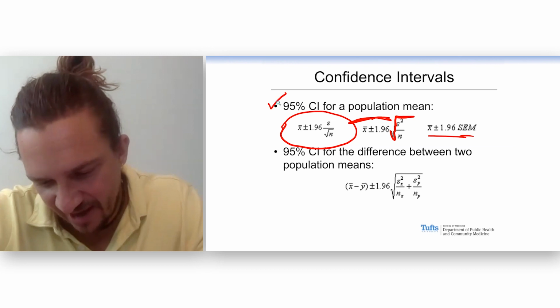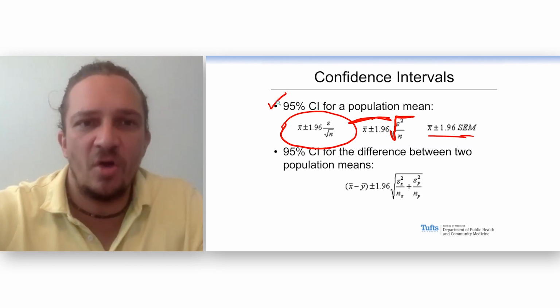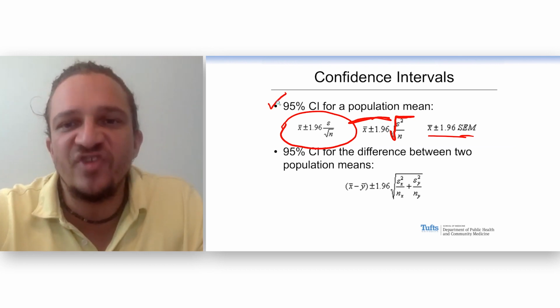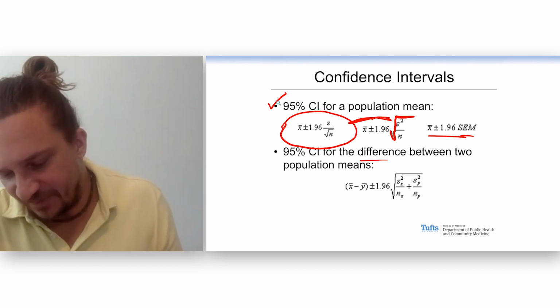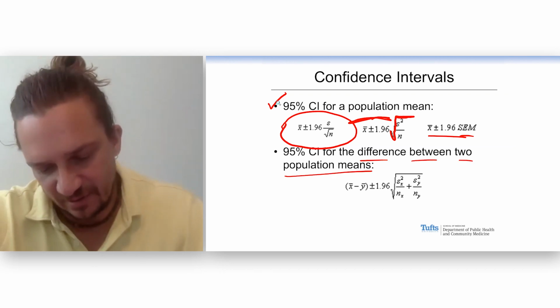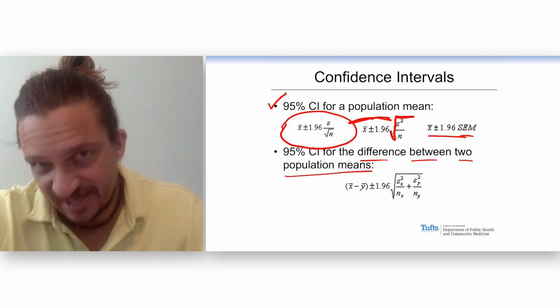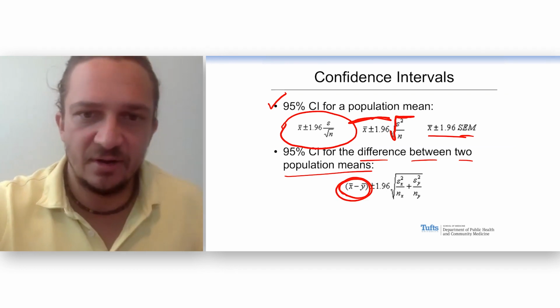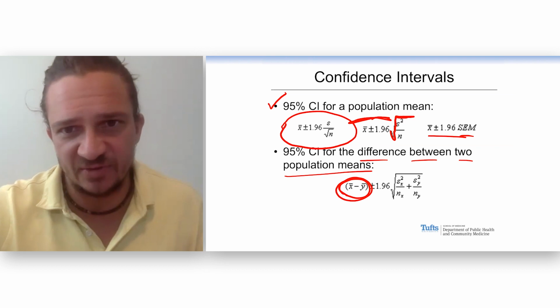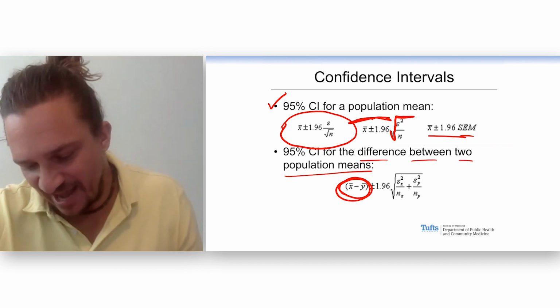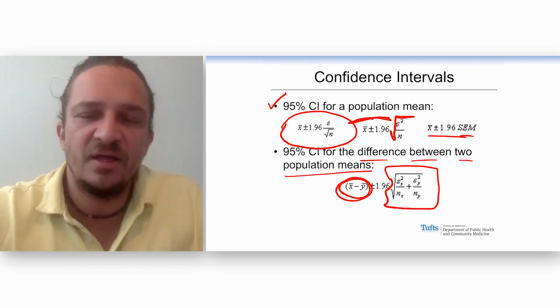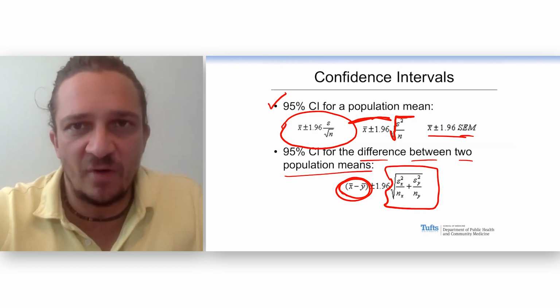Now, okay, we get that. We understand that. What if we want to go and generalize it to the difference between two population means? Well, what's our statistic now is the difference. We still do plus or minus. We still do the multiplier. And then the SEM now will look something like this. Now, the great thing is a computer will always do it for us.